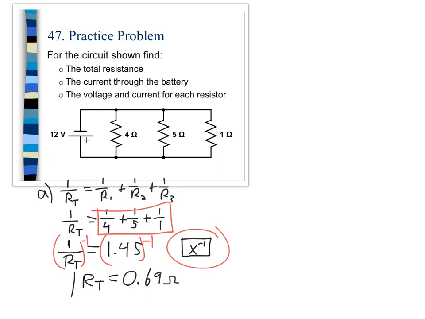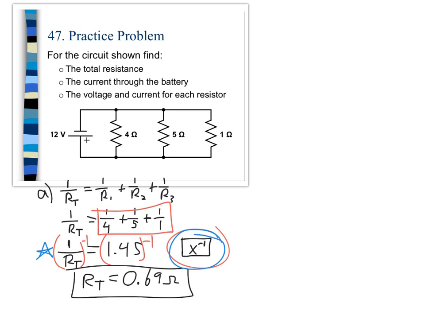0.69 ohms. You certainly are welcome to find the least common denominator using fractions. You are also welcome, even from this step, to cross multiply to get RT. So you could say 1.45 RT equals 1 and then solve for RT. But this flipper button, this x to the minus 1, I think is a really useful trick that you may find handy in the future.